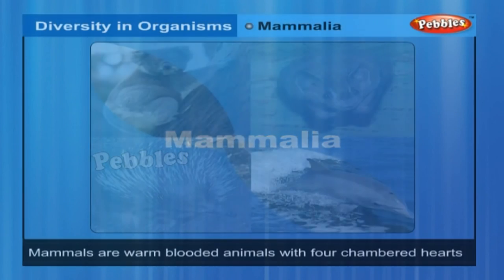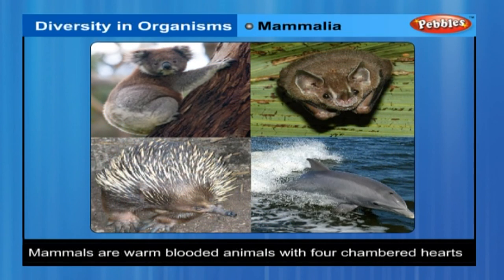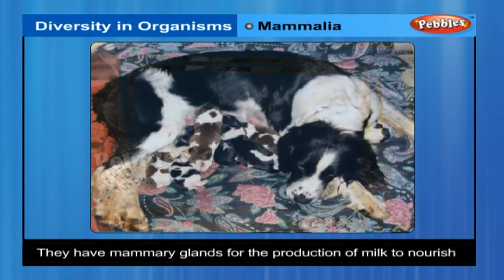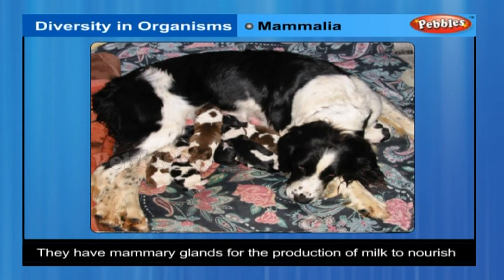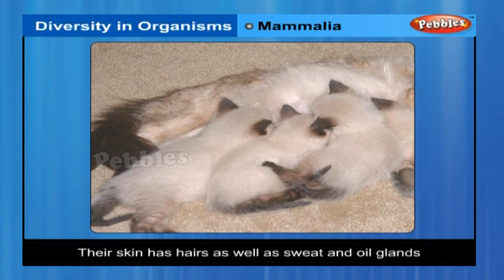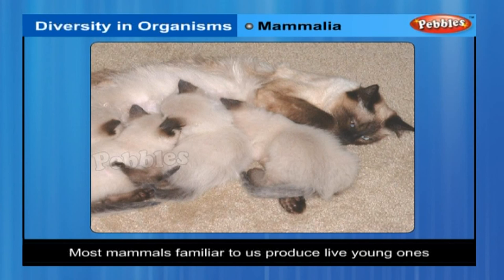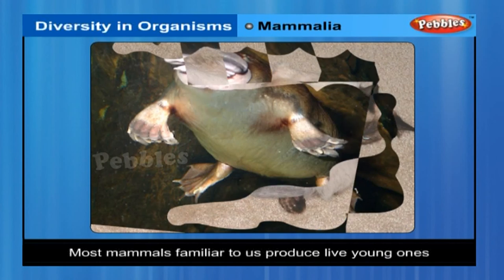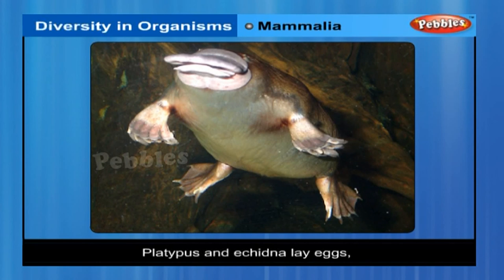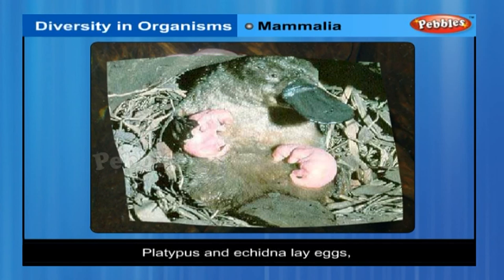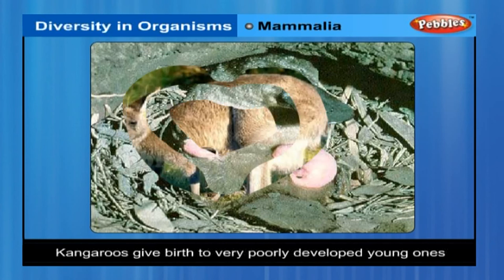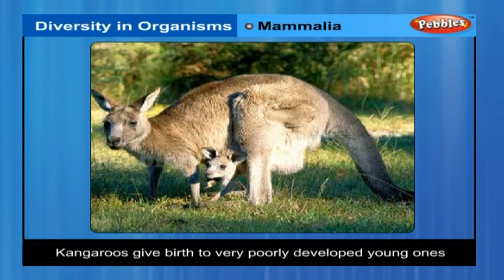Mammalia. Mammals are warm-blooded animals with four-chambered hearts. They have mammary glands for the production of milk to nourish their young. Their skin has hairs as well as sweat and oil glands. Most mammals familiar to us produce live young ones. However, a few of them, like the platypus and the echidna, lay eggs, and some, like the kangaroos, give birth to very poorly developed young ones. Some examples are shown in the figure.